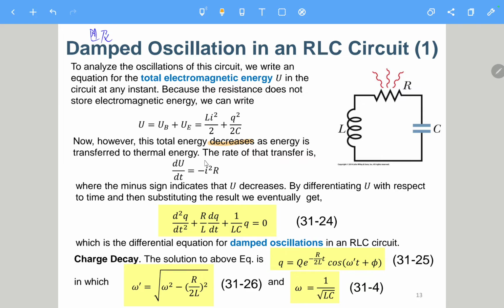Because the power consumption of the resistor is P equals I squared R, in that case dU/dt will be negative I squared R, because it consumes power. This means that the rate of change of the total energy inside the circuit will be a negative value, because the energy is consumed by it. So we have negative I squared R, like this.